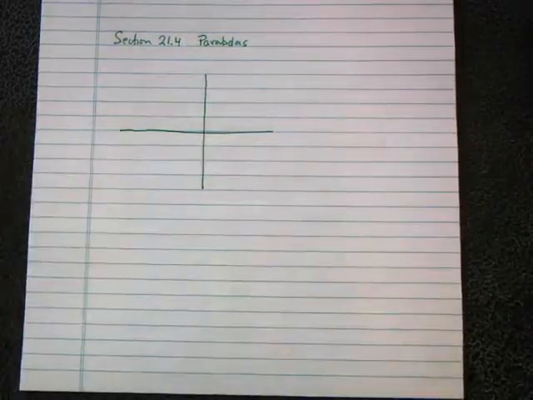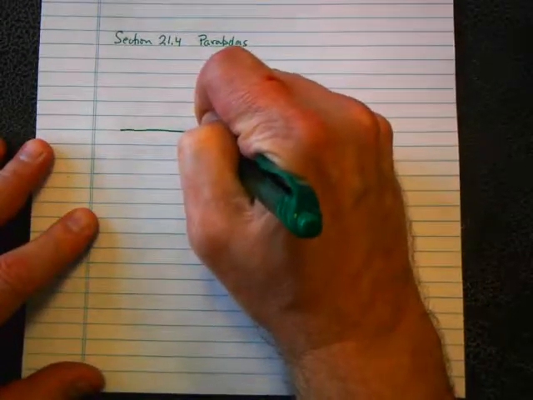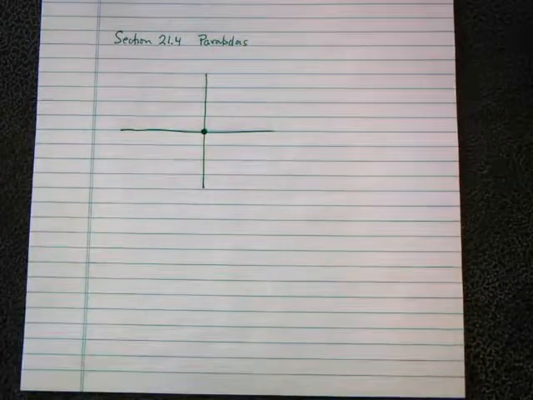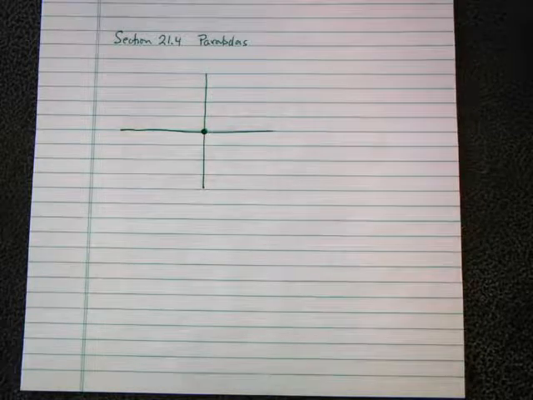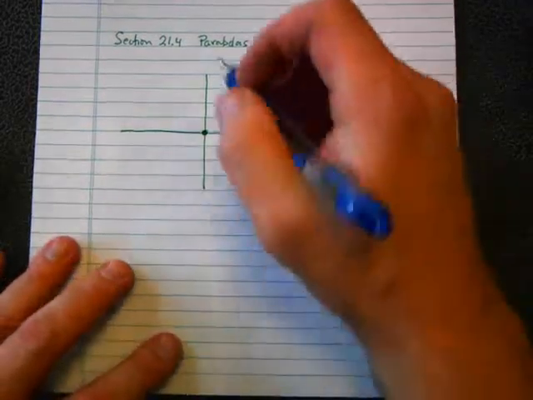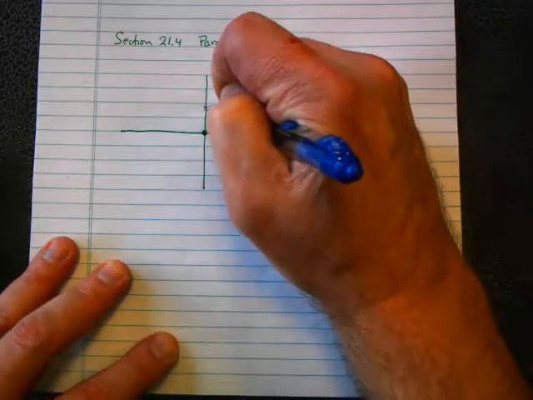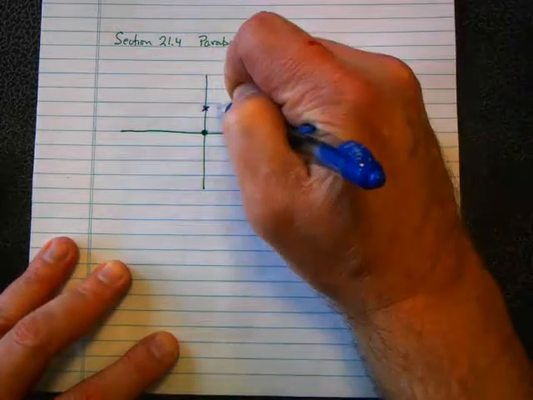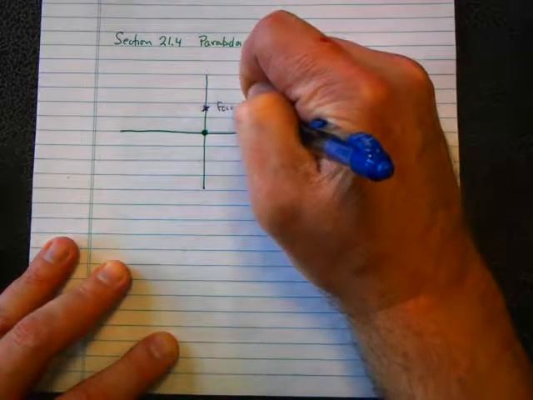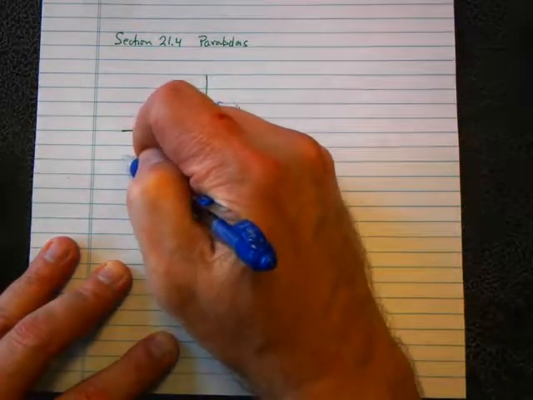For a parabola, you have a vertex. So we're going to make our lives a little bit easy. We're going to put our vertex right at the origin. Then you have a point called a focus. So I'm going to put the focus right up here. And you have a line called a directrix.